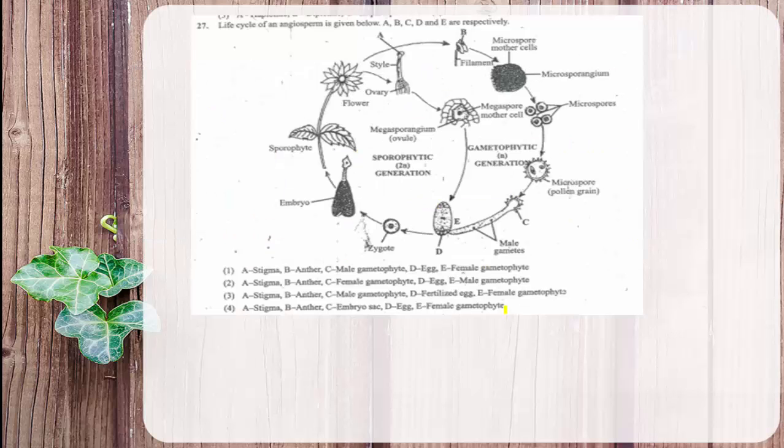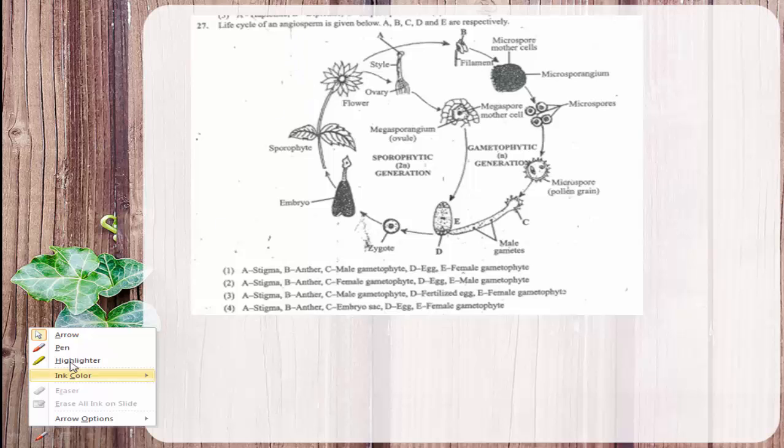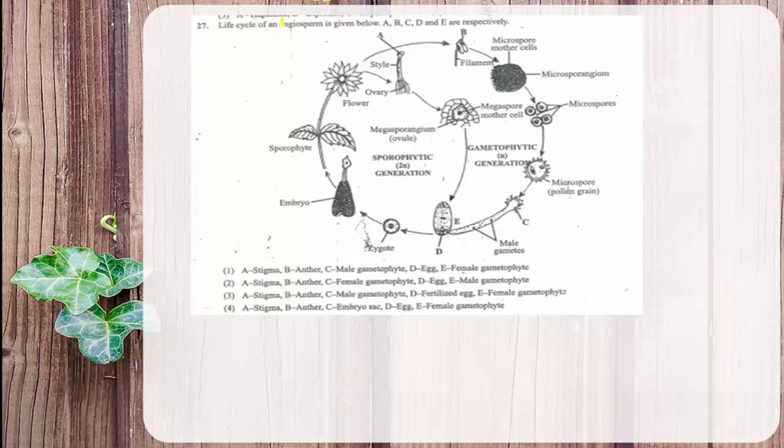Then moving to next question. This is the life cycle representation of angiosperms, and in this question it is asked to identify what are the labelings A, B, C, D and E respectively. What A represents, what B represents, what is the representation of C and what is the representation of D, then what is the representation of E. What are these labelings indicating in the life cycle of angiosperm?